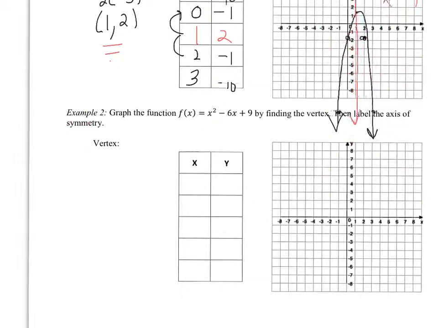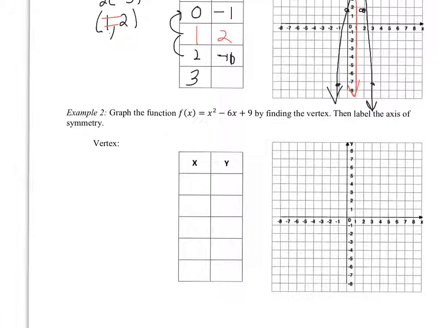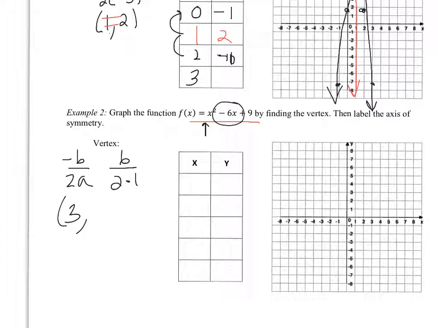Now second example, find the vertex. Remember, you're going to do opposite b over 2a. So this is going to be opposite of negative 6. So it's going to be positive 6 over 2 times 1 because the a value is 1. That x coordinate is going to be 3 because 6 divided by 2 is 3. Now you need to plug in 3, f of 3, for x in your function and see what your output is. So 3 squared is 9, minus 18 is negative 9, plus 9 is 0. So the vertex is at 3, 0.